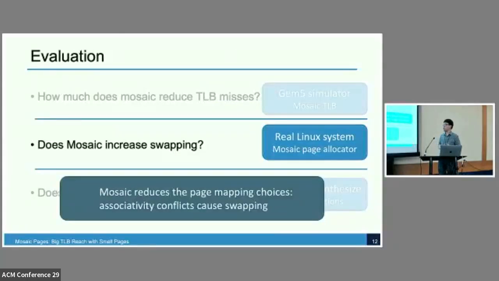The second question is, does Mosaic increase swapping? The concern is that Mosaic reduces the page mapping choices, so now associative conflicts cause swapping. To answer this question, we implement the Mosaic page allocator in the Linux kernel and run it in the bare metal system to see the cost of the swapping.